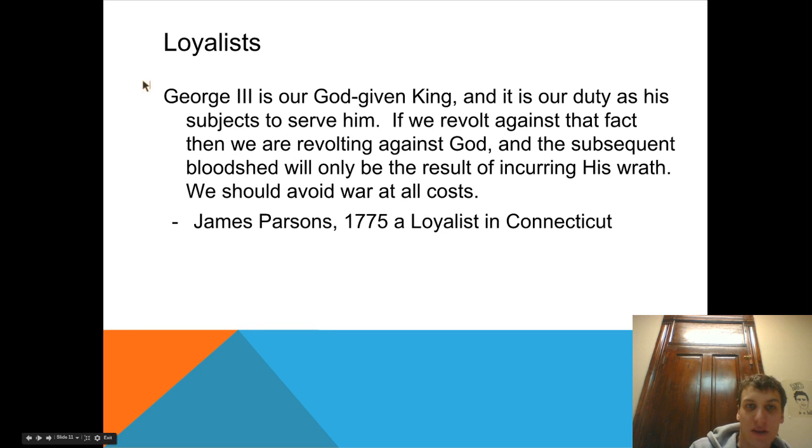So loyalists also had a different tack. They were thinking King George III is our God-given king. It's our duty as his subjects to serve him. If we revolt against that fact, then we are revolting against God, and his subsequent bloodshed will only be the result of incurring his wrath. We should avoid war at all costs. What idea is this guy trying to get across? Exactly. They thought you had to listen to the king, and that was it. So very different to Patrick Henry's "give me liberty or give me death."